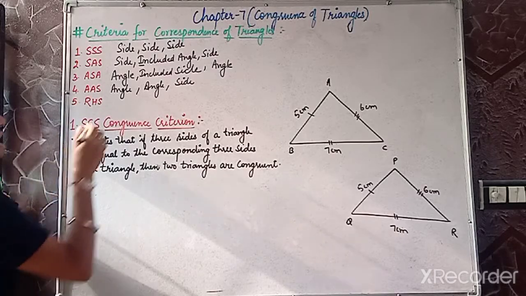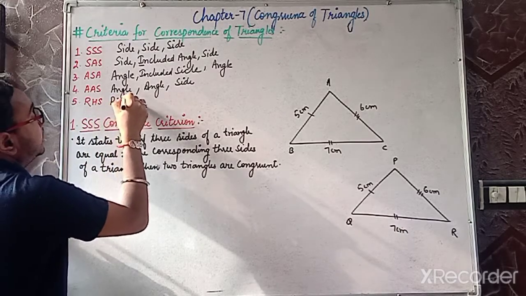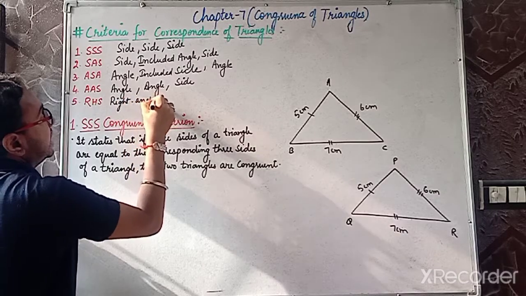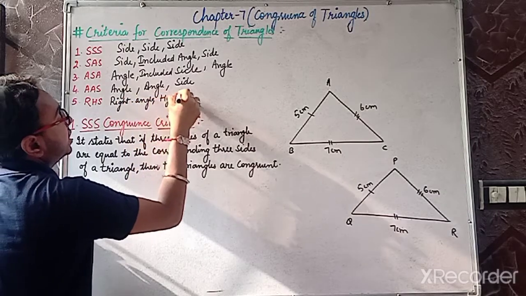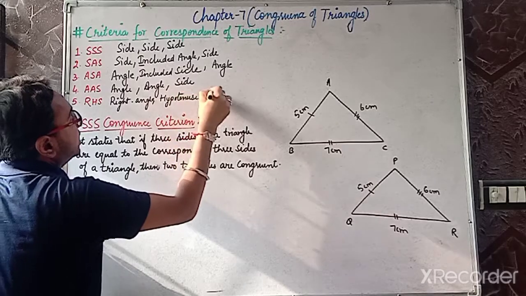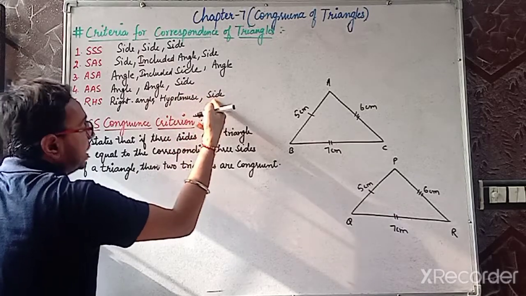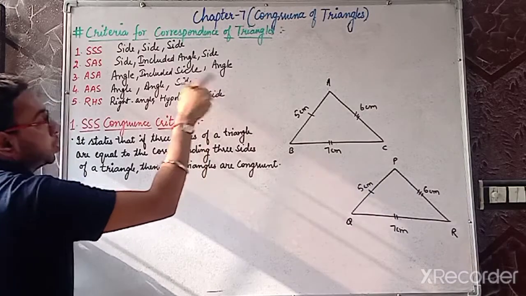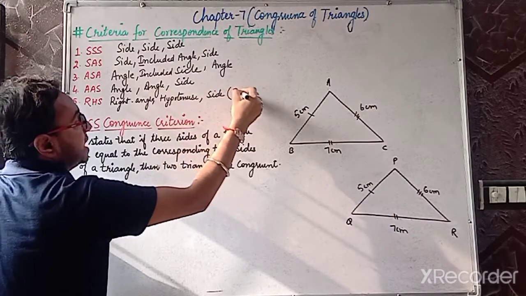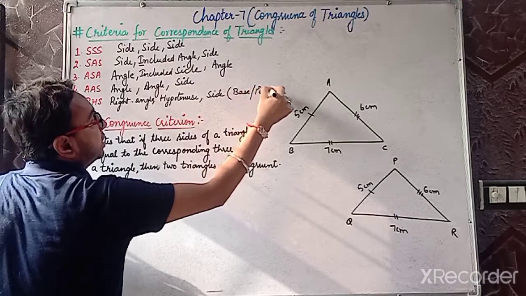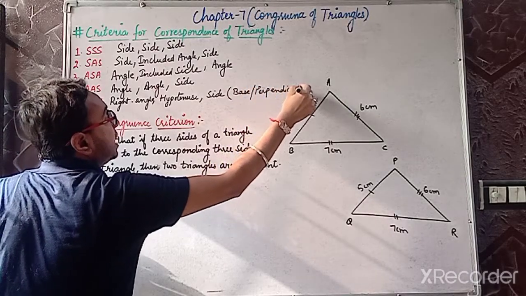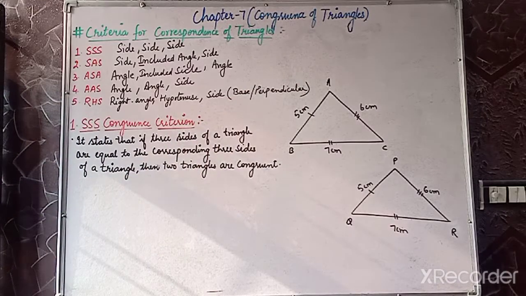Next is RHS. R stands for right angle, H stands for hypotenuse, and S stands for side. This side can be perpendicular also, or it can be the base. It can be anything. This side can be base or perpendicular. That is very important. Therefore, RHS will always be applicable in a right angle triangle. So if you see a right angle triangle, you can assume that the RHS congruency rule will be applicable.